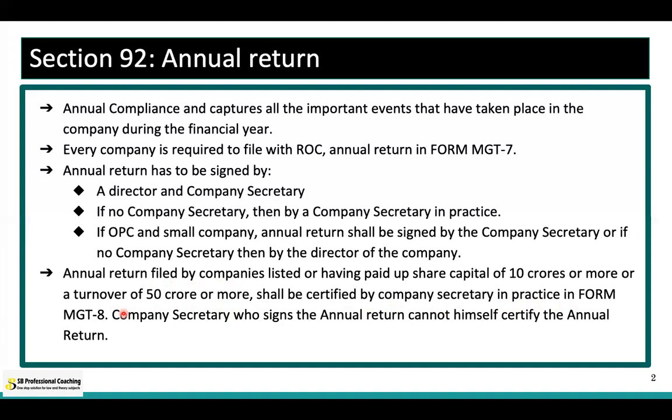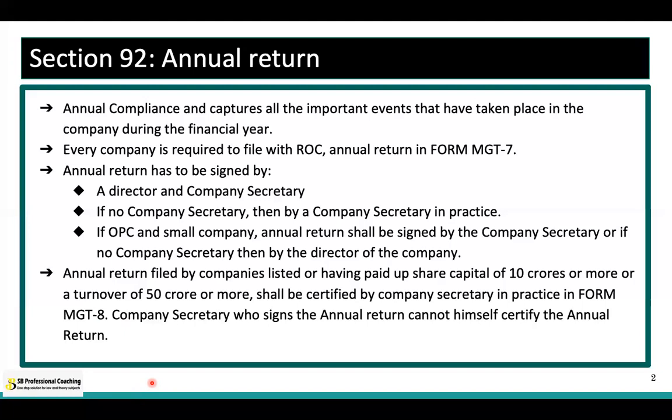Now, one more important point to remember is that the company secretary who signs the annual return and the company secretary who gives the certification in form MGT 8 have to be two separate persons. Those cannot be the same. Okay, so this slide is very clear to everybody, I hope. But the annual return section is not yet over. The next point is that an extract of this annual return has to be provided in the board report also.